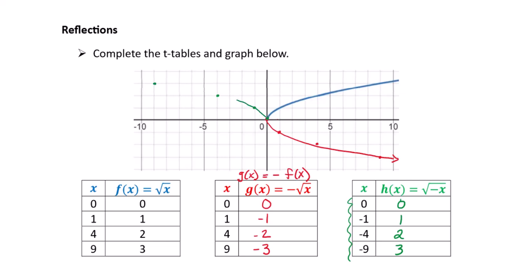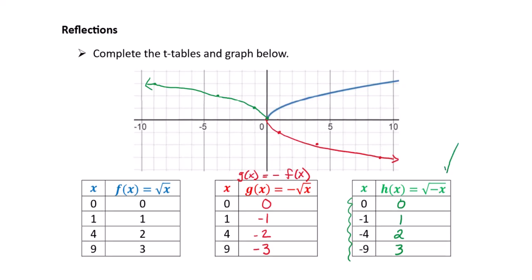And when we connect that, you can see that this is a reflection over the y-axis. In other words, all the x's that used to be positive here are now negative x's. The y's haven't changed. We end up with the same y values as we did in the blue graph. So it's a reflection across the y-axis.